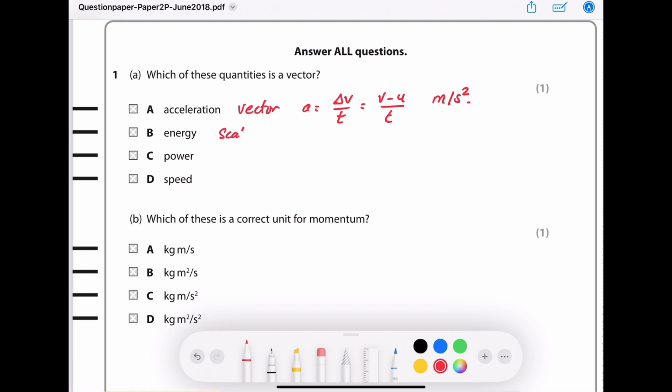Energy is a scalar quantity measured in joules, J. Power is also a scalar quantity. It's your ability to do work, but in unit time. Power is work divided by time, which is joule per second, or the unit watt. Speed, not velocity, is a scalar quantity: how much distance covered per unit time. So speed equals distance divided by time. Distance here is a scalar quantity, and the unit is meter per second. In the exam, you have to cross the correct answer like this.